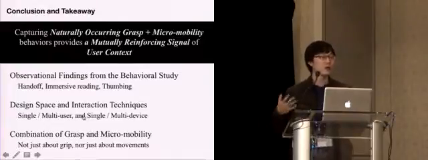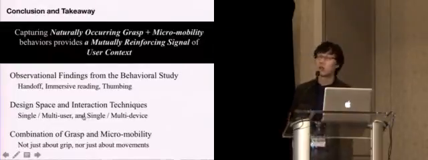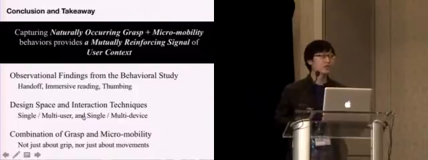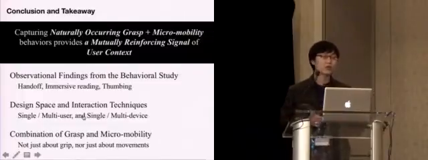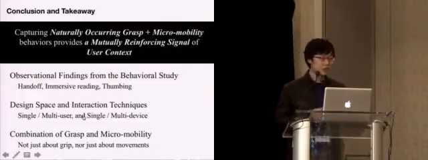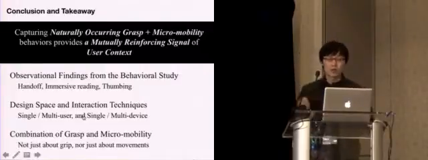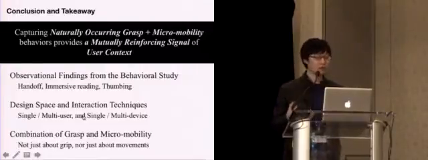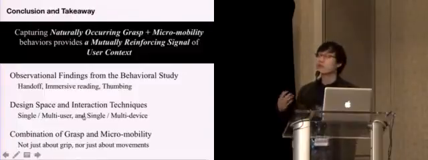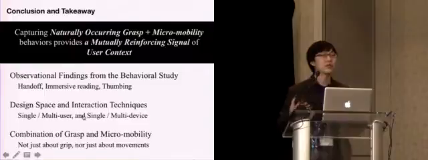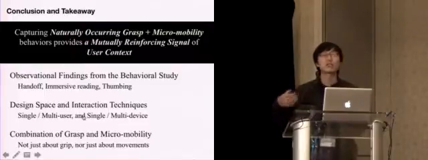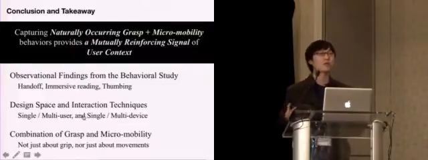To conclude, we show that capturing naturally occurring grasp plus micromobility behavior can provide a mutually reinforcing signal of underlying user context. For that, we performed an observation study with new findings, and we built a new infrastructure system that can capture that. We also designed a new interaction technique with new design space. And as a final remark, it was not just about grasp, nor just about movements of the device, but a combination of grasp and micromobility that really made this contextual sensing more robust and comprehensive.